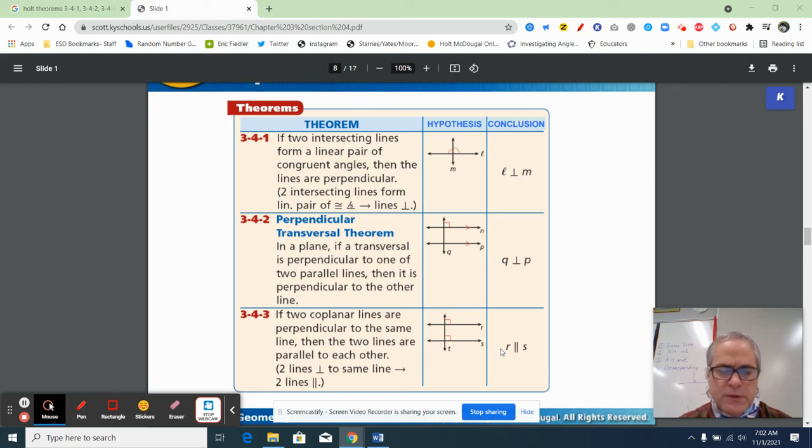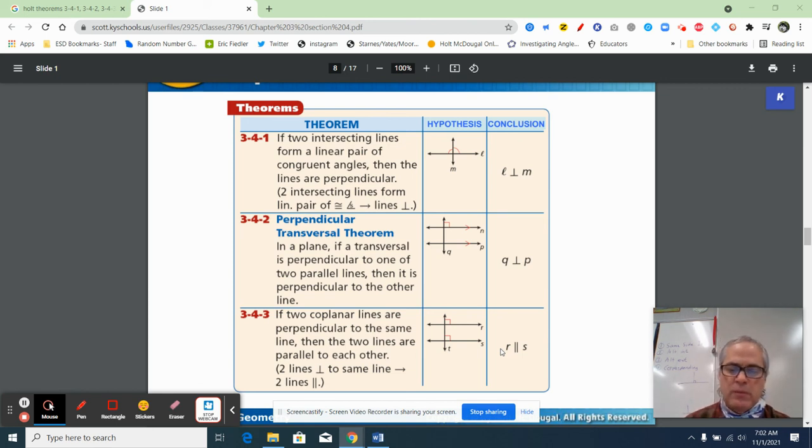Look at 3-4-3. If two coplanar lines are perpendicular to the same line, then the two lines are parallel to each other, and then they have that notation down below at the bottom of that one. You know what the relationship is between 3-4-3 and 3-4-2, the second and the third one? They are called the converses of each other, and so the hypothesis and the conclusion are flipped.